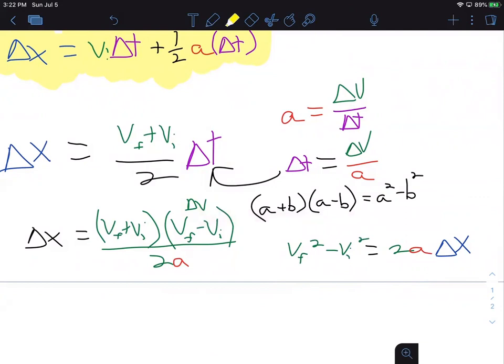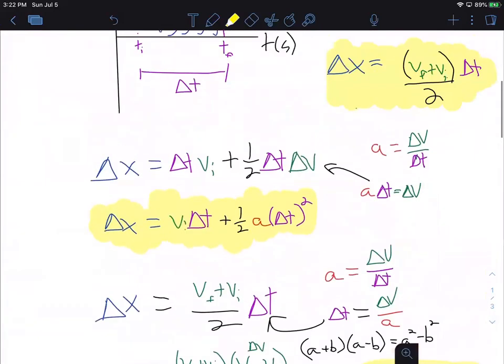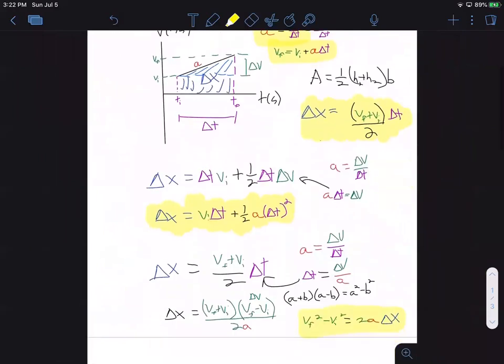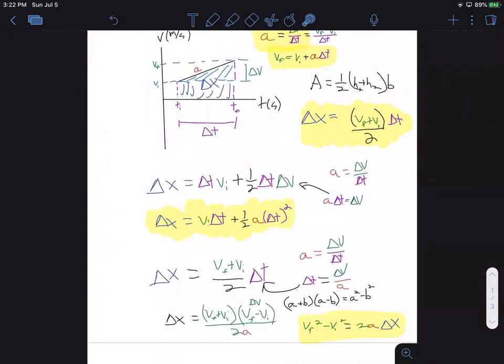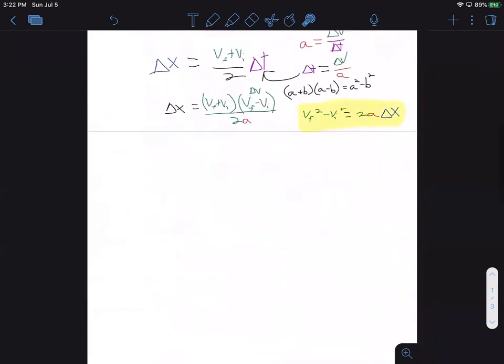And then that will be our fourth kinematic equation. Those are our four kinematic equations, nothing new, just a different way to find area under the curve and the slope algebraically. All right, so those are them.